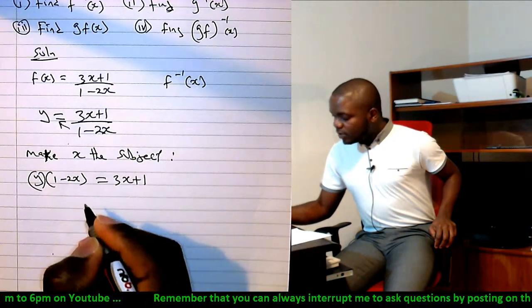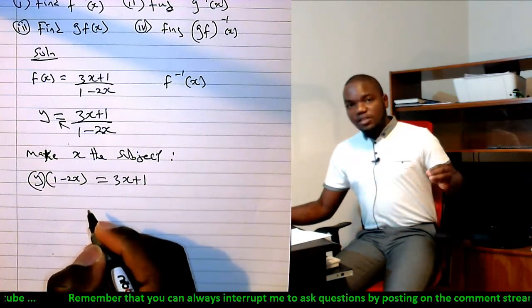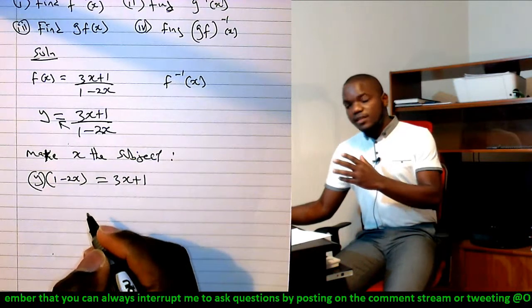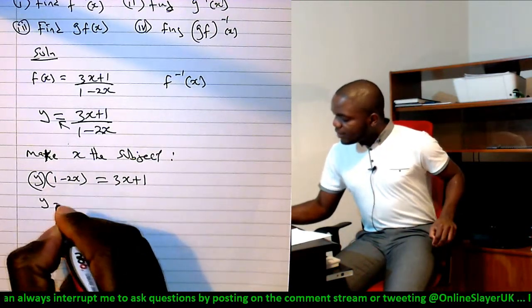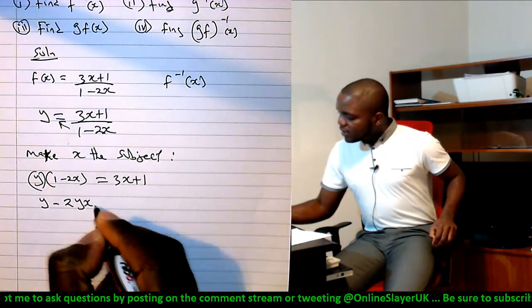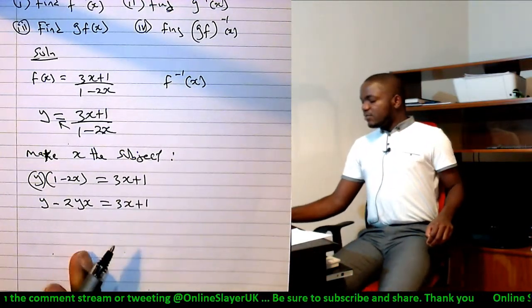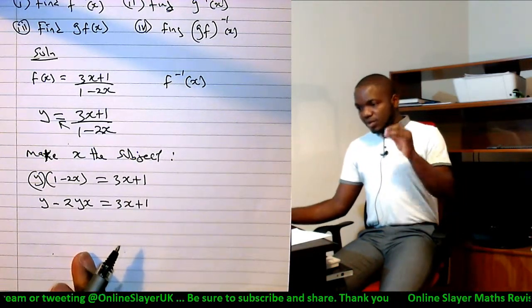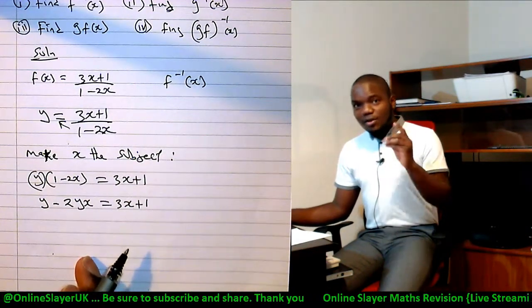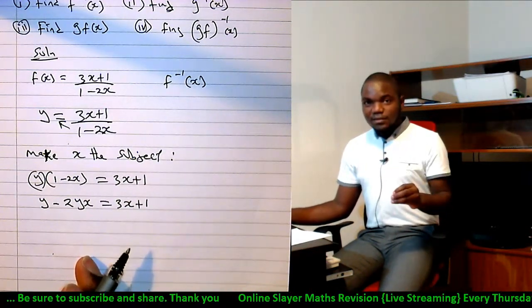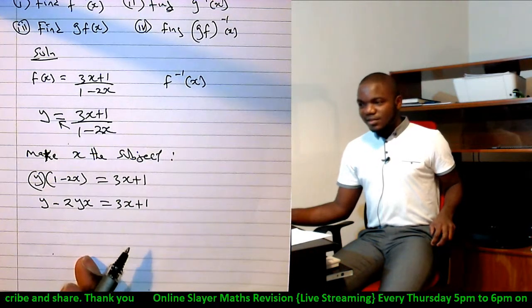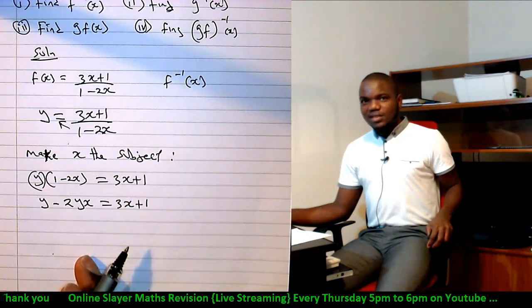Now let's open the bracket because we want to collect all the x's to one side. So it becomes y minus 2yx equals to 3x plus 1. Now to make x the subject, first and foremost, let all your x's be on one side. For those of you who have more than one ex-girlfriend, ex-boyfriend, keep them on one side, okay?